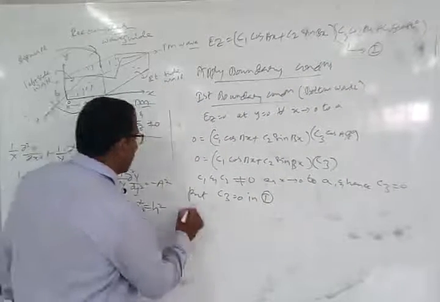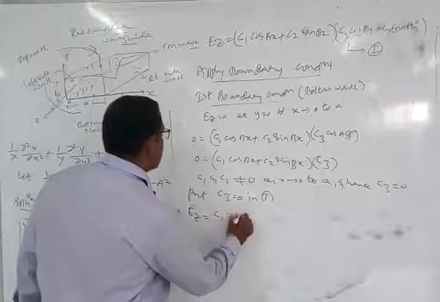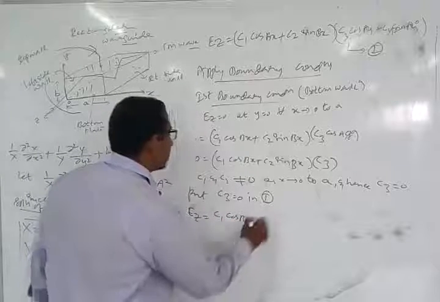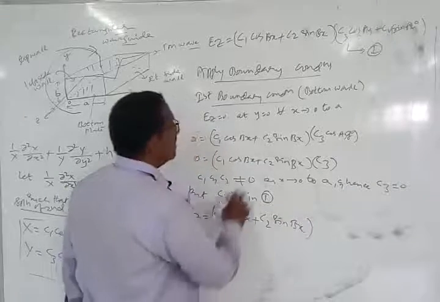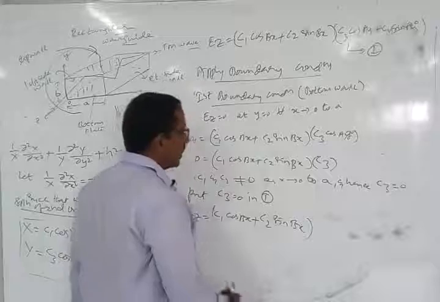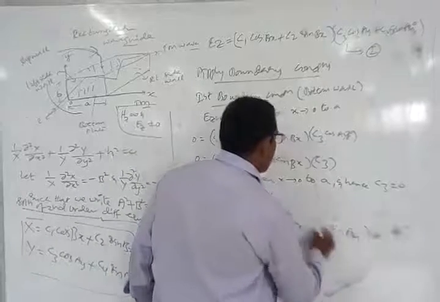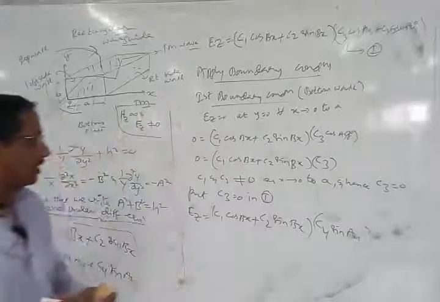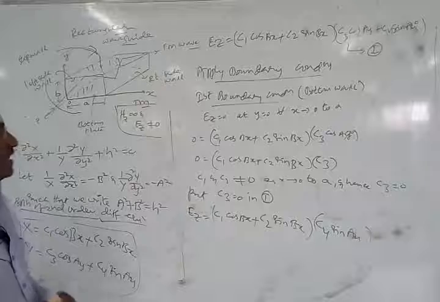So let us get the overall equation now, that is C1 cos bx plus C2 sin bx whole into C3, which is 0, so therefore that component is gone. C4 sin ay component we are going to have. So this is the component value that we are going to have. So let us keep this result as it is.